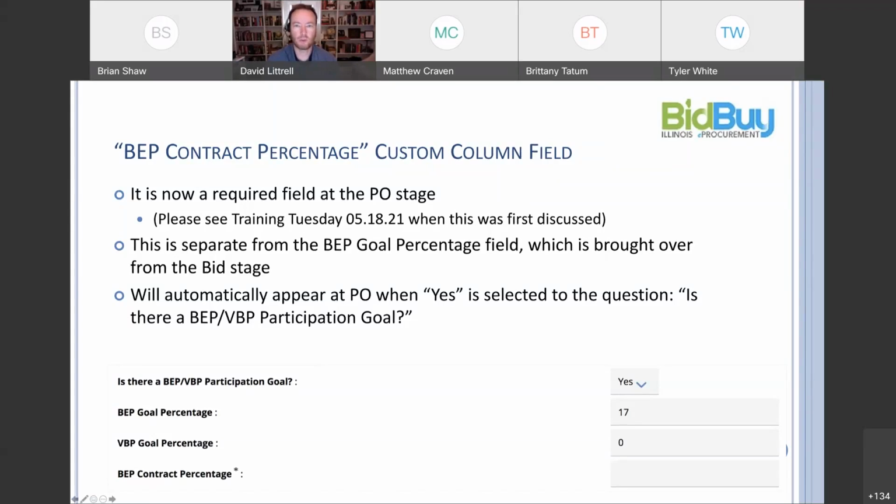Then, once you get to the PO and you're going to be contracting with that one vendor, you have a BEP contract percentage. We have a couple notes regarding this. This is just a screenshot that I pulled, and you can see there's an asterisk next to the BEP contract percentage field now, whereas a couple weeks ago, or last week even, you didn't see that there. So the BEP goal percentage could be different from the BEP contract percentage, right?